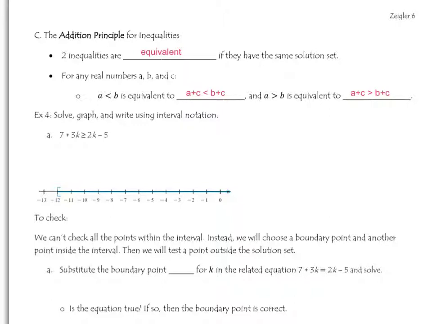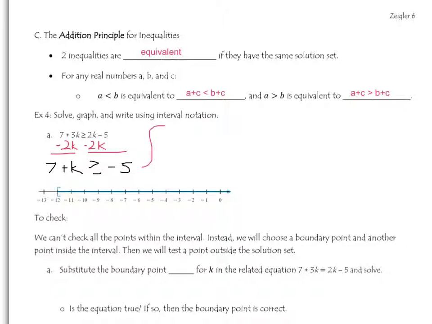So let's look at example 4. We want to solve for k. So we're going to use the same tools we used for equations, only we're going to use them for inequalities. We want the k terms on one side of the equation. So first of all, let's subtract 2k from everything. And on the left, we get 7 plus k is greater than or equal to negative 5.